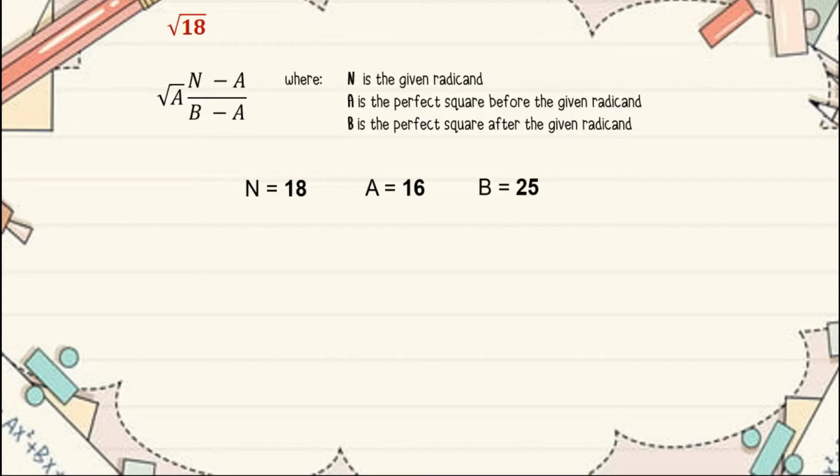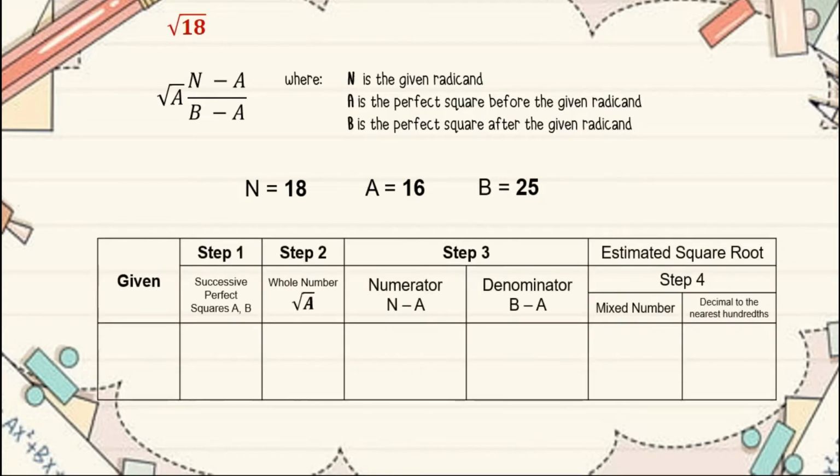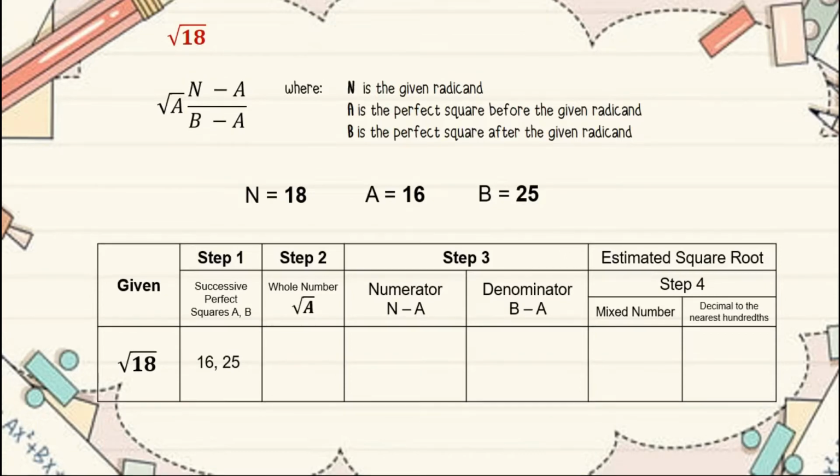So to find the estimated square root, we're going to follow these steps. Step number 1, we're going to write the successive perfect squares, or our A and B. So let's have the given first. We have the square root of 18. And again, A and B are 16 and 25 respectively. For step number 2, we're going to find the square root of A. Our A is equal to 16. The square root of 16 is 4. That will be our whole number.